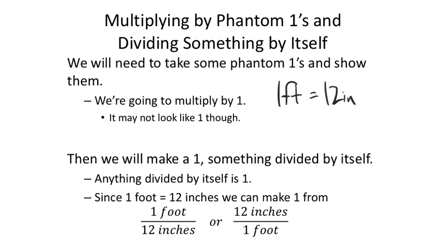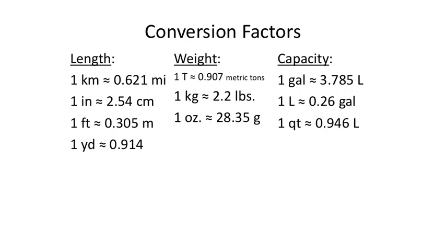Okay? So anything divided by 1 is itself. Really, anything divided by itself is 1. That's better. Okay? So we're multiplying by 1. Really, that's what we're doing. But again, what is 1? Well, it's something divided by itself, like 1 foot over 12 inches, or 12 inches over 1 foot. Or like the last slide, it can be 3 feet for 1 yard, something like that. So these are the conversion factors we're looking at.